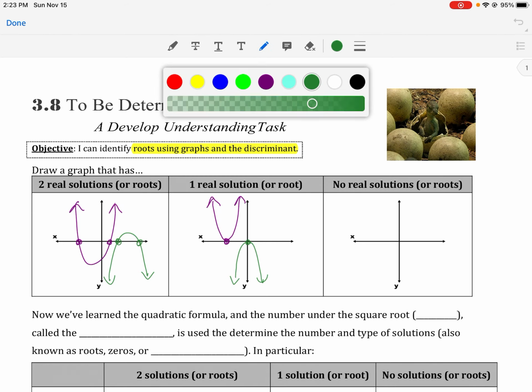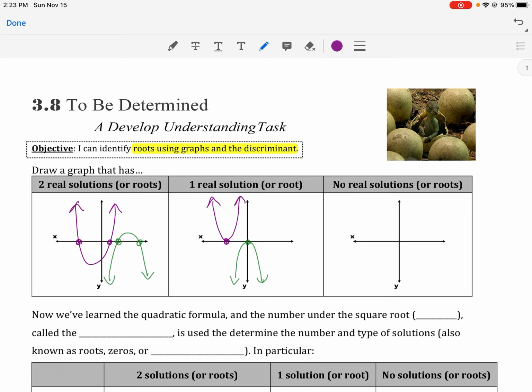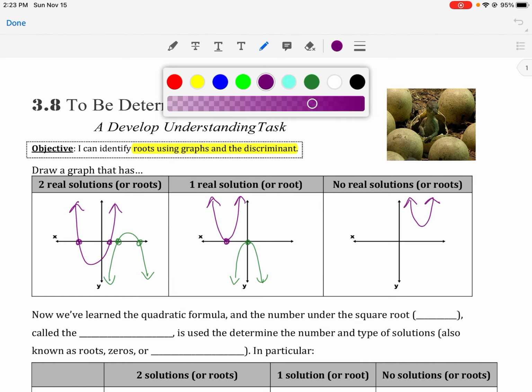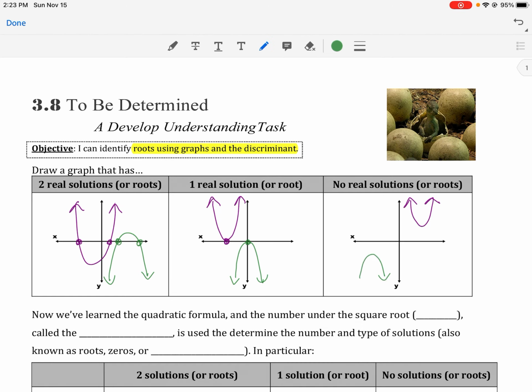Last but not least, if we want something that has no real solutions or roots, it means that the parabola sits entirely either above or entirely below the x-axis, such that it never crosses.